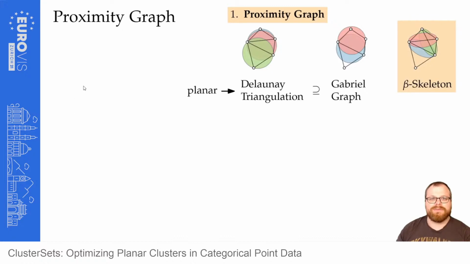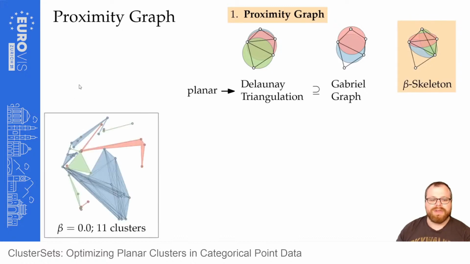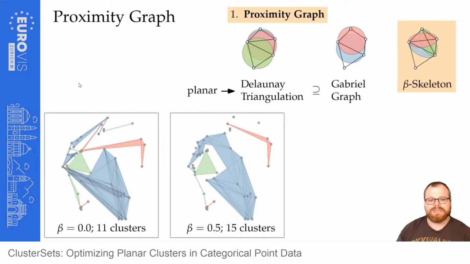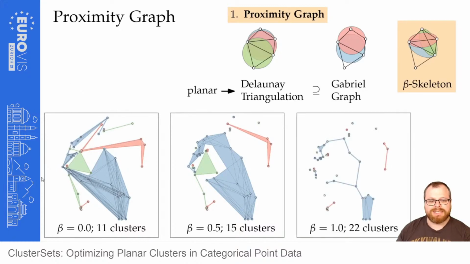And now I briefly want to show you an example of the influence that beta has on the solution. Here we can see, for beta equals 0 we get a very small number of clusters, but we also have connections between vertices that are not really close. While for beta equals 1 we get many clusters and most of the points are singletons, which comes from the fact that this is the Gabriel graph which is planar. Instead, choosing something in the middle seems to be the better choice.